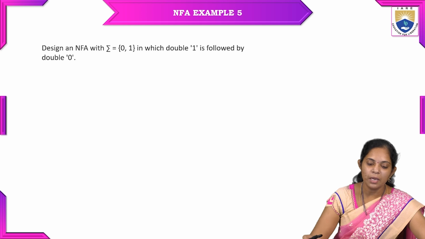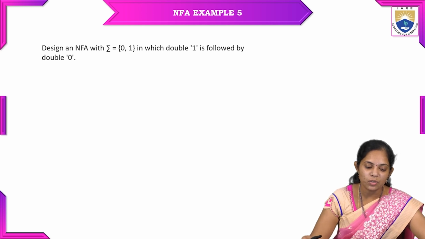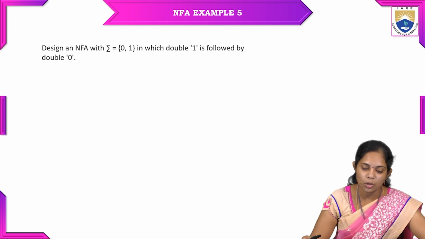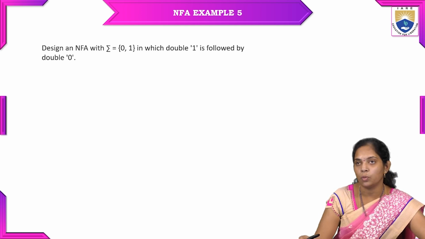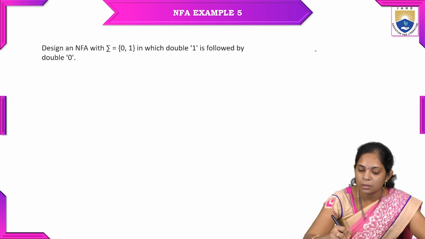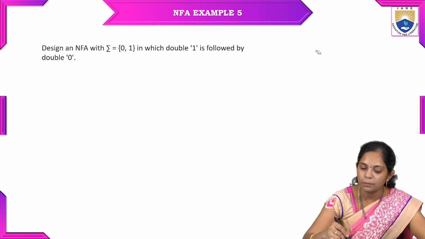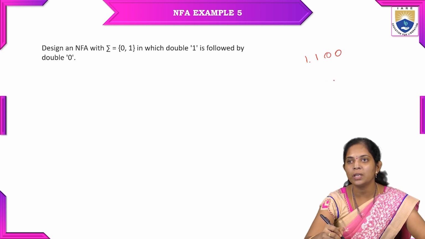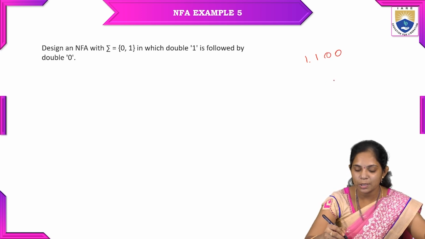And next example, construct an NFA for the input symbols 0, 1, in which the double 1 is followed by double 0. So here the double 1 is followed by double 0. So this is the string, and here the minimum length is 4.